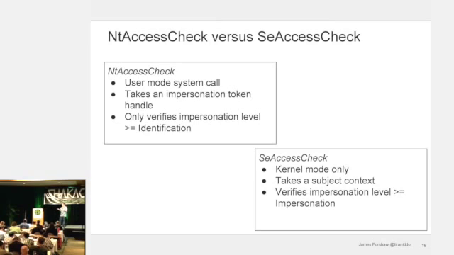Because from the kernel's perspective, it's all the same, arguably. It has the same groups, it has the same privileges, so it can still do it. But in kernel space, anything which does access checking should always call SeAccessCheck, because that's the only one which actually verifies that the caller has the privileges to actually access that resource.